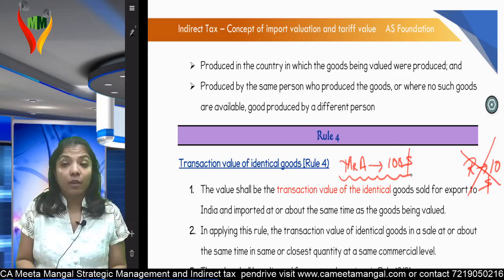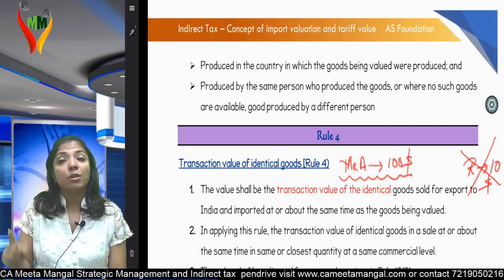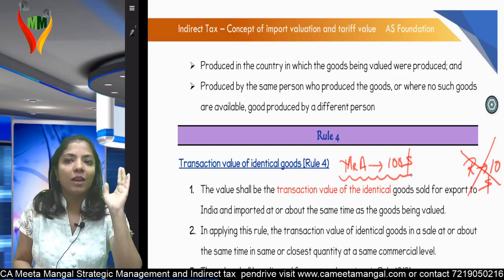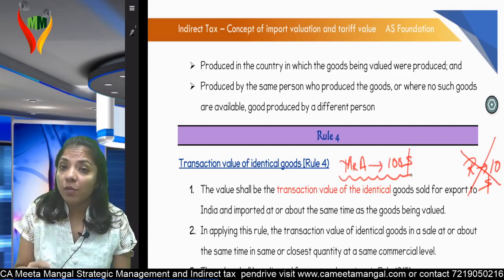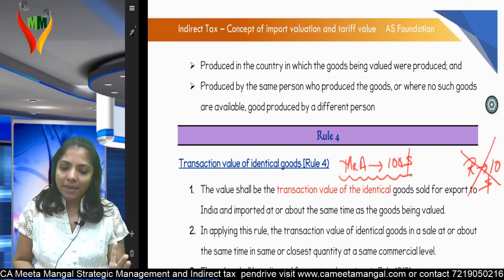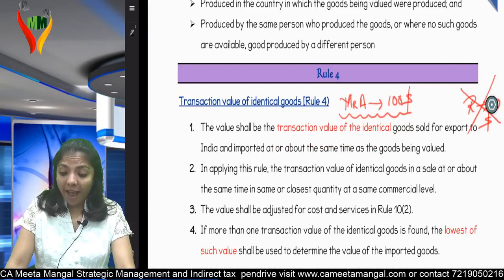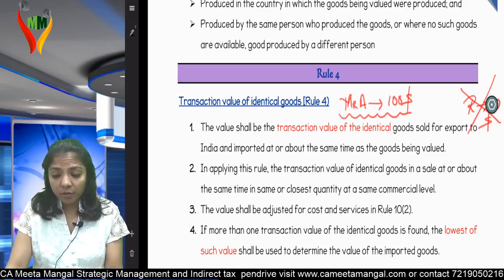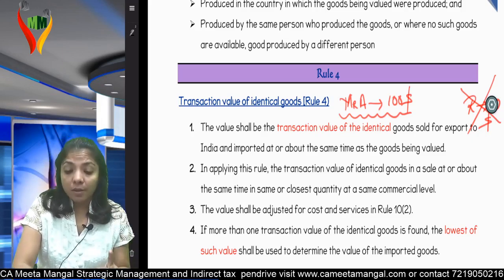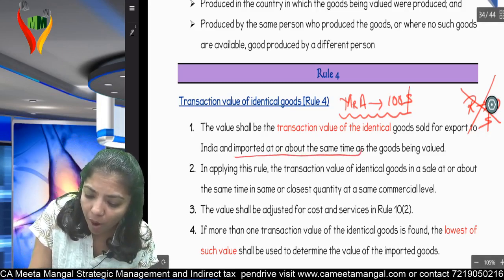So what they're saying, okay, go to Rule 4. Has somebody imported the identical goods at or about the same time? Yes, take his value. Take Mr. A's transaction value, and Mr. A's transaction value is $100. With me? Make sense? Okay. So come to Rule 4. Transaction value of identical goods. The value shall be the transaction value of identical goods sold for export to India and imported at or about the same time. See, one important condition, the two, three conditions. The first condition, it should be imported at or about the same time.